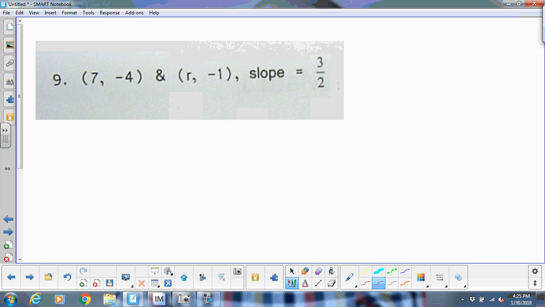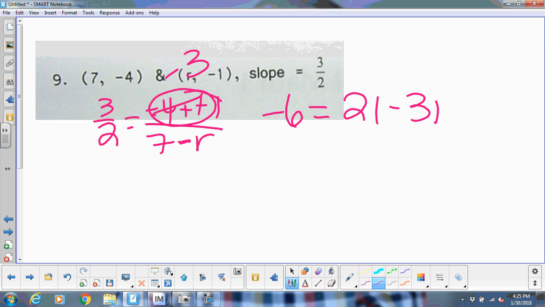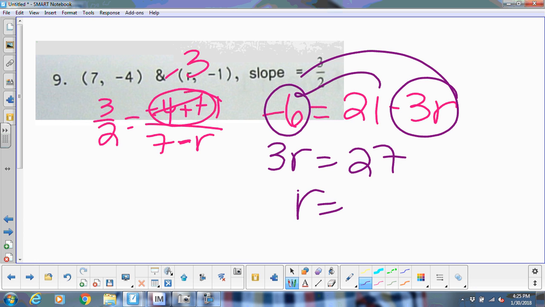Same setup here on number 9. 3 over 2 is going to equal negative 4 minus negative 1 over 7 minus r. Okay, negative 4 plus 1 is going to give you negative 3. So when I cross multiply, I'm going to get 21. Well, I'll do it the other way, sorry. Negative 6 equals 21 minus 3r. You can do it a couple of different ways from here, completely up to you. I'm going to move my 3r over and make it positive, my 6 over and make it positive. And then r would equal 9.